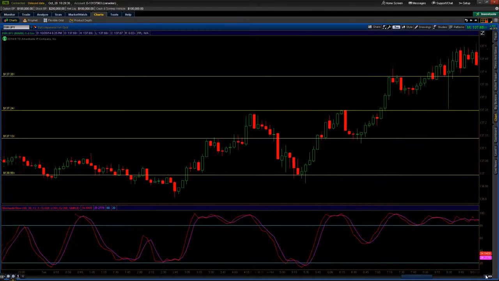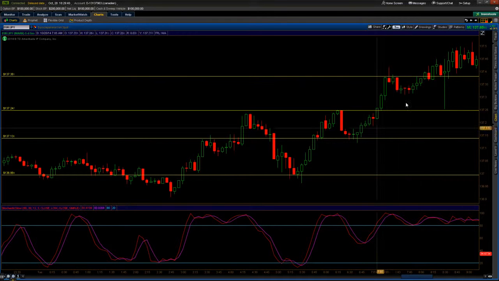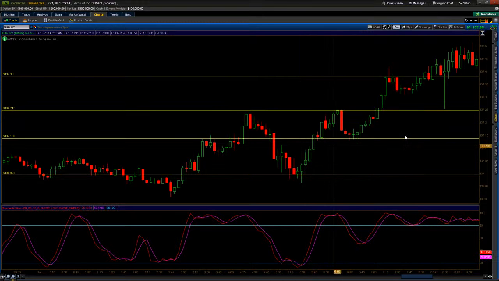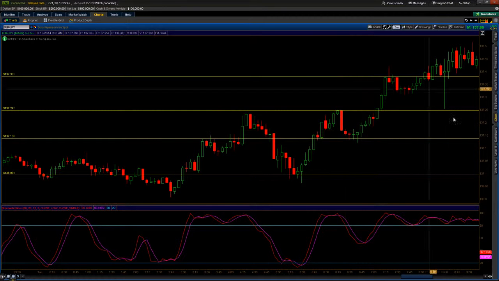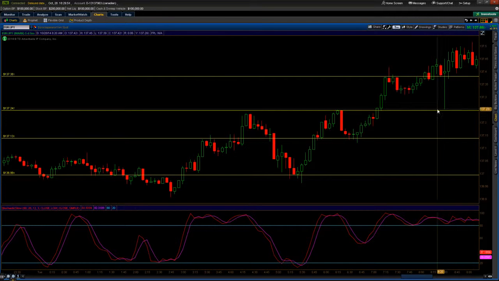Okay, so right here. Okay, so see how the old resistance became new support here. You could have taken a 15 or 20 or 30 minute trade and you would have won, and it would have been in the way of the trend. Now watch here. See this? It's kind of leveling off. It might not go further than this, and see how the stochastics created a new level.